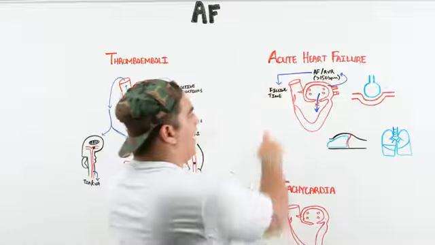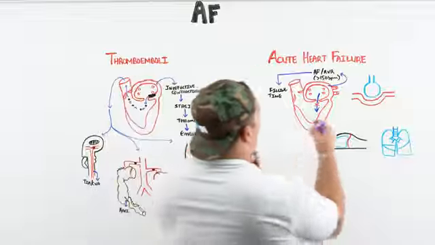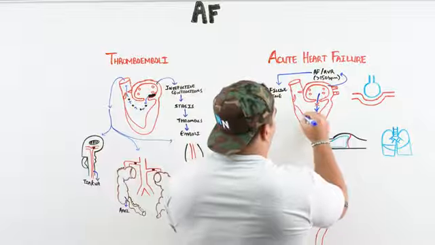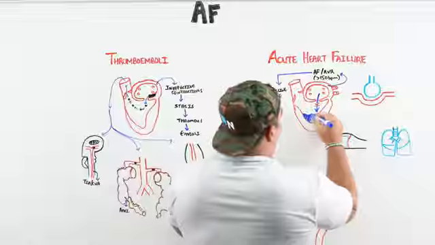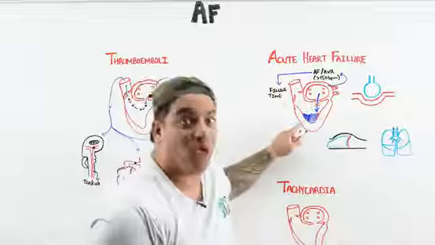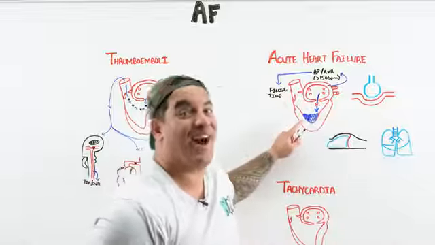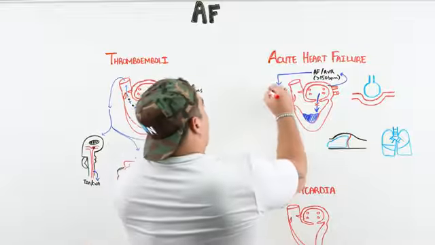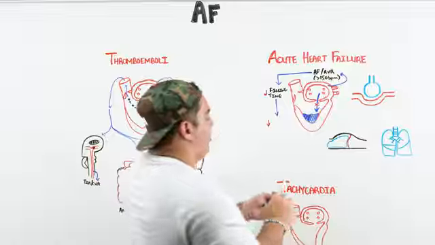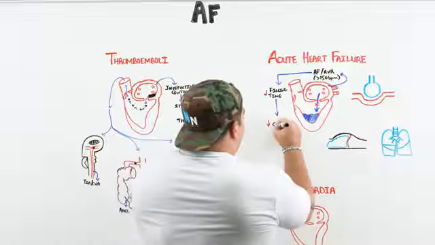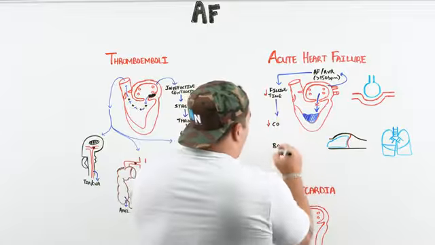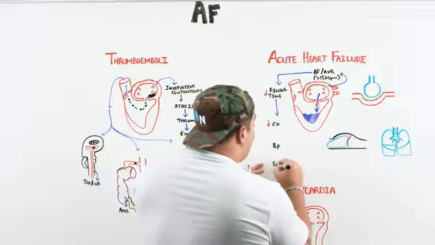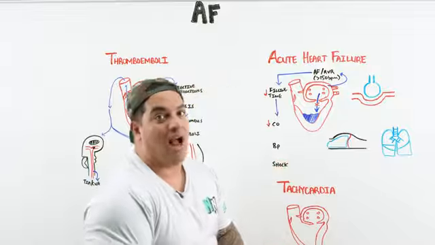And if their filling time drops, they're not going to fill their ventricles adequately. So now their end-diastolic volume drops. That causes their stroke volume to drop. That causes their cardiac output to drop. If they have a decreased filling time and then drop their cardiac output, now they're not perfusing tissues. And this could potentially lead to a low blood pressure, and worst case scenario, it may lead to shock.